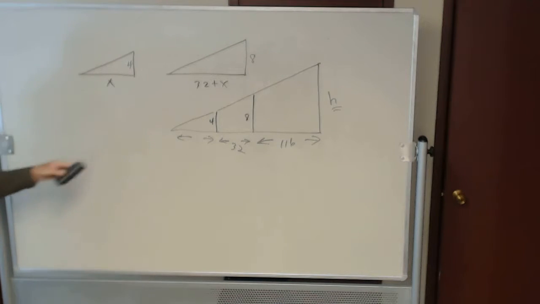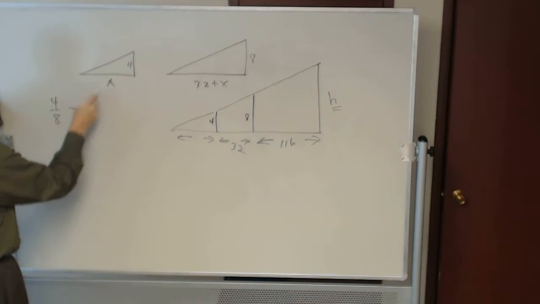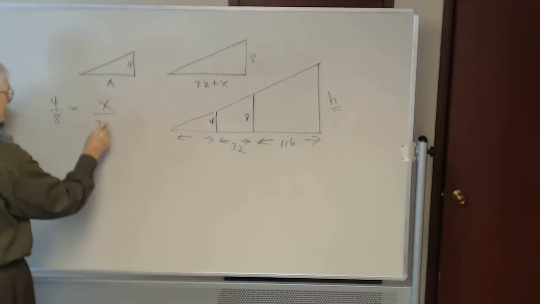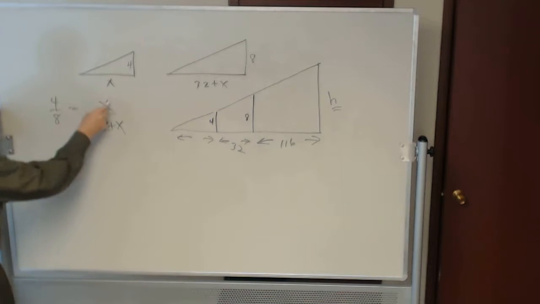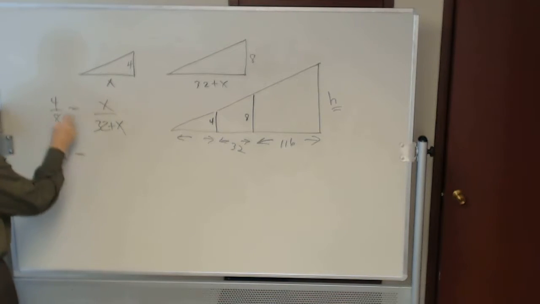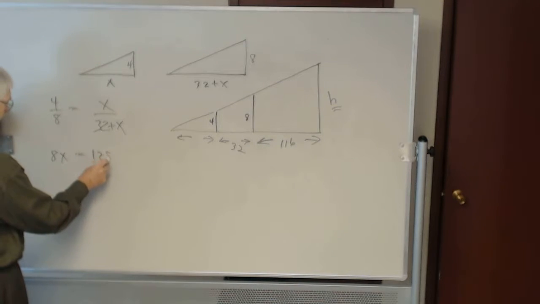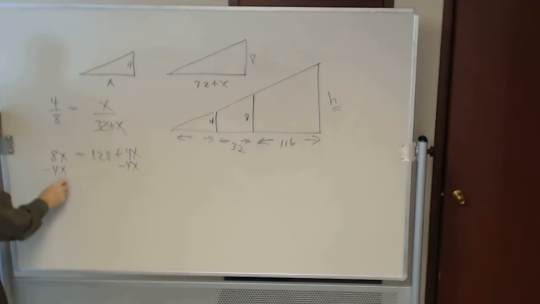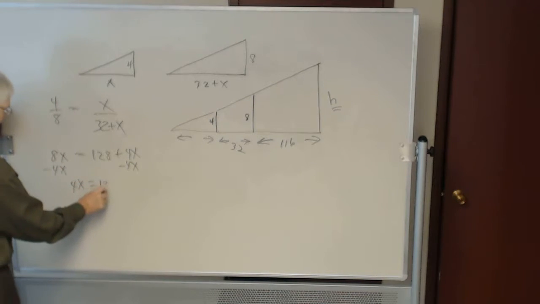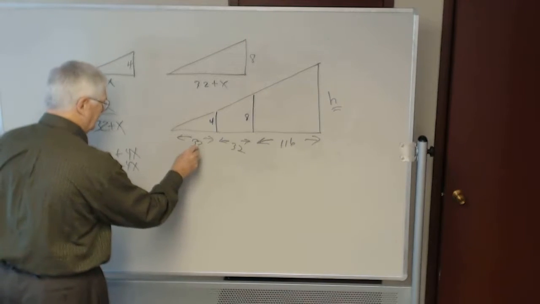Everybody follow what I have here in these pictures? So it looks like I can do a 4 over 8 equals x over 32 plus x. Everybody see where I'm getting my proportions? So 8x equals 4 times this. 4 times 32 is what? 128 plus 4x. Subtract 4x. 4x equals 128, so x is 32. So this is 32 as well.